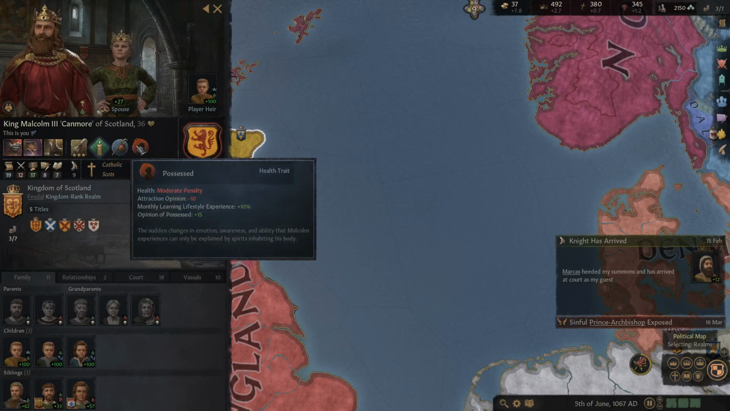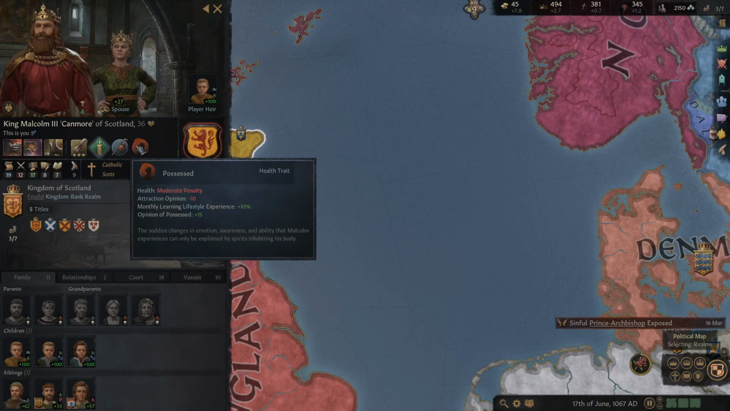So I've now become possessed. This is a moderate penalty to my health. Attraction is down, but my monthly learning lifestyle experience goes up by 10%. So I guess because the demon in me is also learning, and then we can chat about the subject matter in my head. Other people who are possessed also like me more.